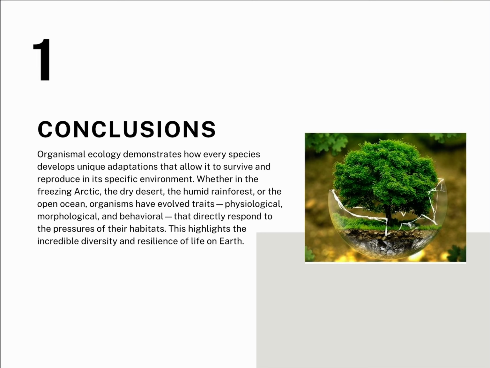Conclusion number 1. Organismal ecology demonstrates how every species develops unique adaptations that allow it to survive and reproduce in its specific environment. Whether in the freezing Arctic, the dry desert, the humid rainforest, or the open ocean, organisms have evolved traits, physiological, morphological, and behavioral, that directly respond to the pressures of their habitats. This highlights the incredible diversity and resilience of life on Earth.